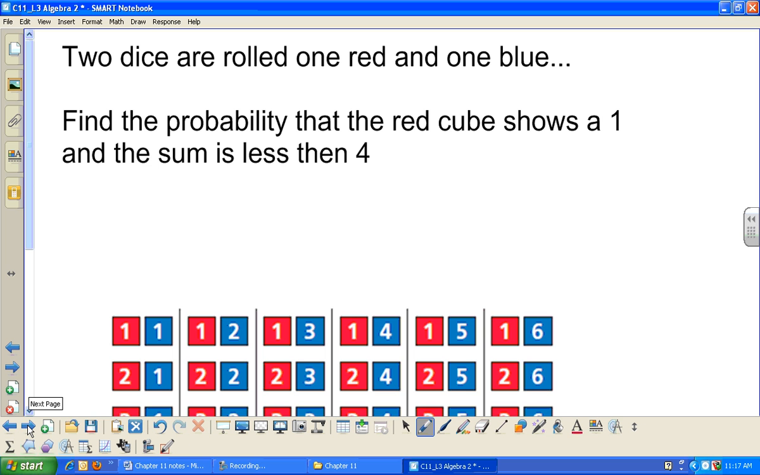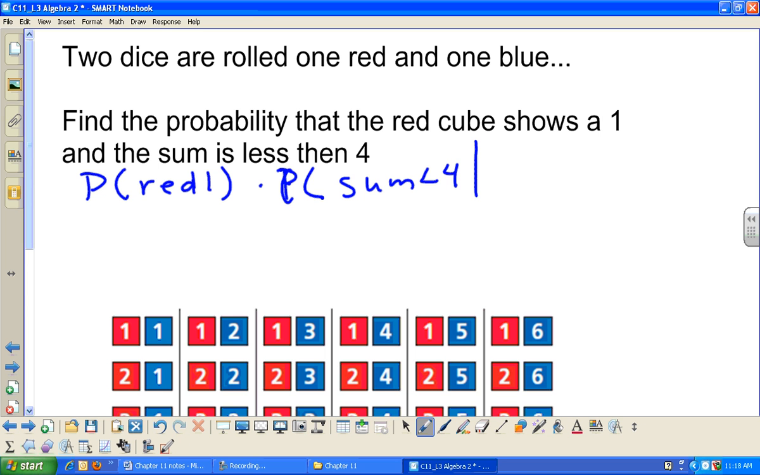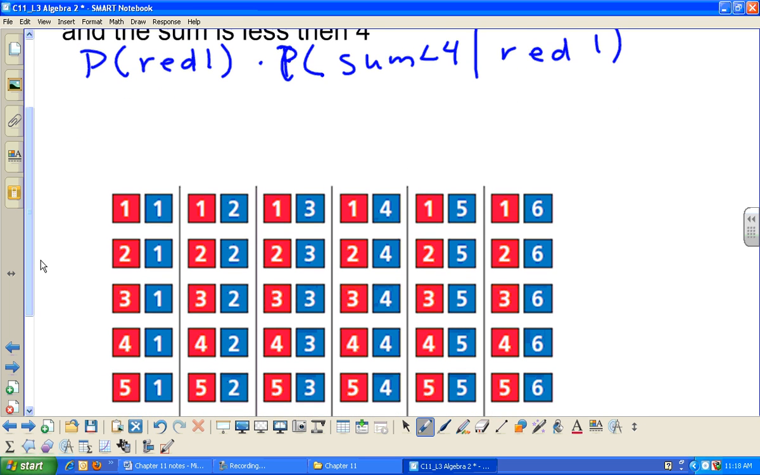Two dice are rolled, one red and one blue. Find the probability that the red cube shows a 1 and the sum is less than 4. I'm going to write this out. This would be the probability that red is 1 times the probability that the sum is less than 4 given that red is 1. So if I look at my picture as a reference, the probability that the red is going to be a 1 is going to be 1 out of 6. There's 6 total outcomes, only one of them is 1.